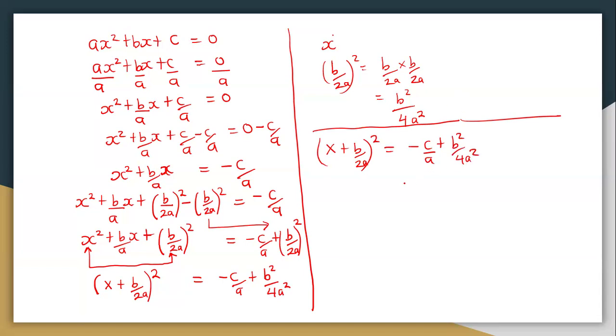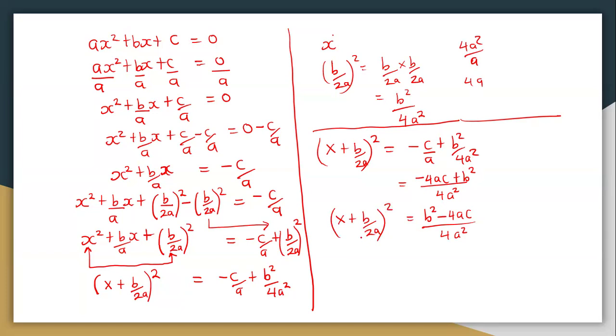But when you look at our fractions, you can notice that our LCM is 4a squared. So what does it mean? 4a squared divided by a gives us 4a, so we shall have 4ac. Then 4a squared by 4a squared, we end up with b squared. Since I can start with a positive, I can write it as b squared minus 4ac out of 4a squared. And this side, we shall have x plus b out of 2a, everything squared.